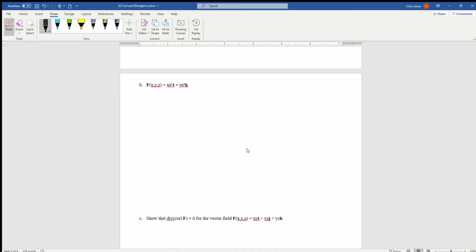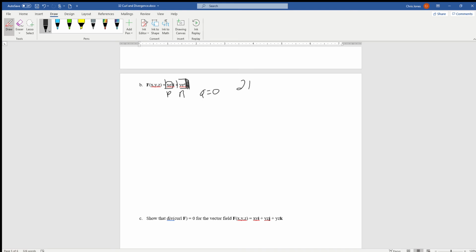A second example. This time we have x e to the y i plus y e to the z k, and we're asked to find the divergence. Again, let's define P to be x e to the y. We're going to define Q at this point to be 0 because there is no Q. And then finally R is going to be this y e to the z. Okay, so R is not the vector part of it, not the k. And P is x e to the y, and Q is equal to 0.